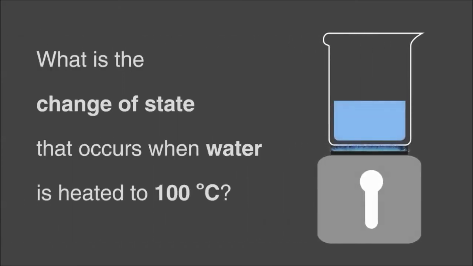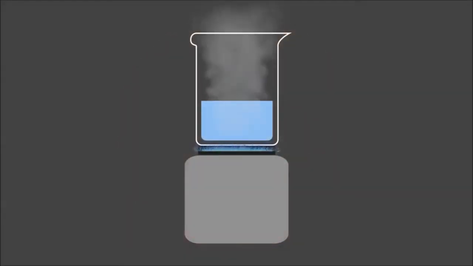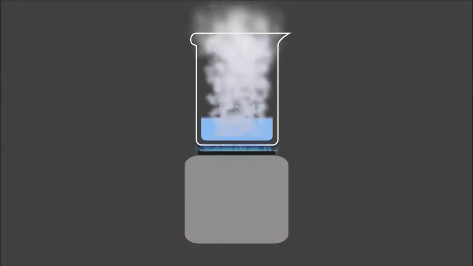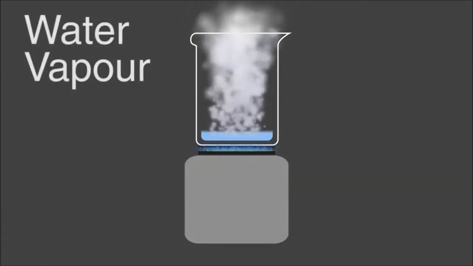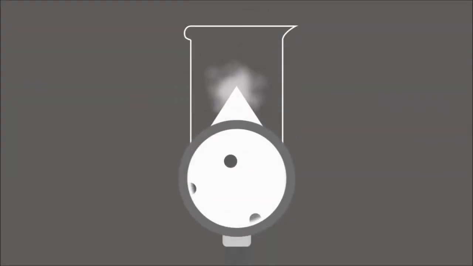What is the change of state that occurs when water is heated to 100 degrees Celsius? Pause, think, and continue when ready. The answer is water evaporates from a liquid to a gas, in our case, water vapor. The particles in a gas are further away from one another and take the shape and volume of their container.